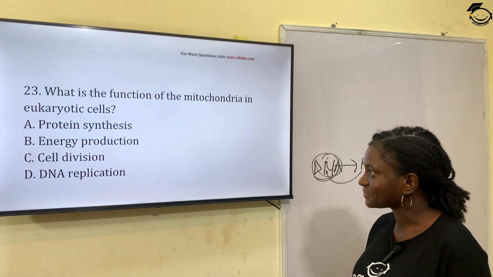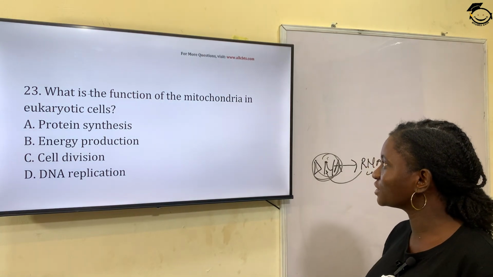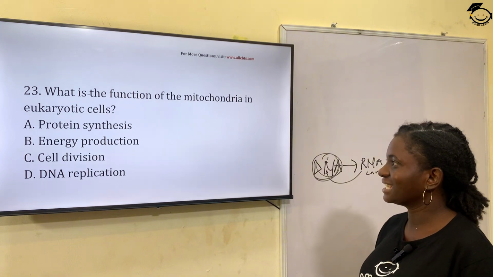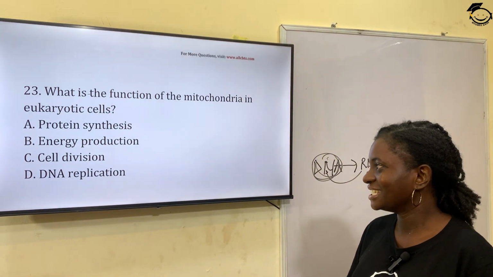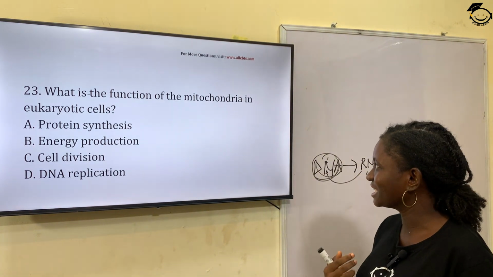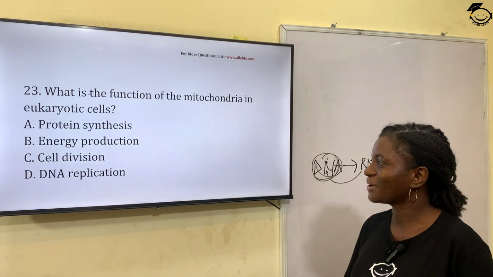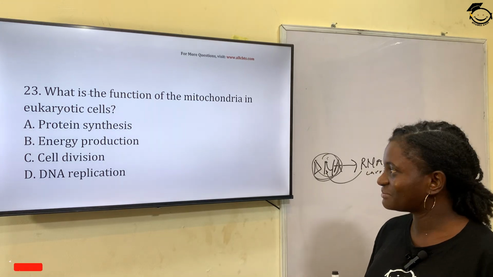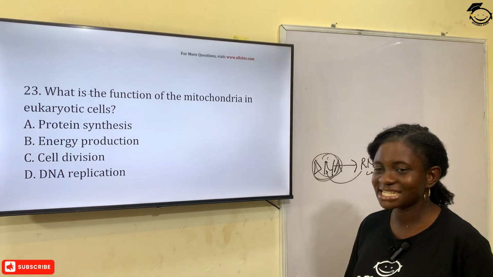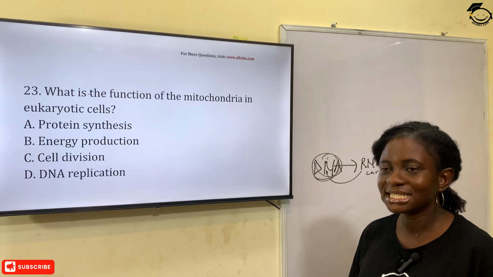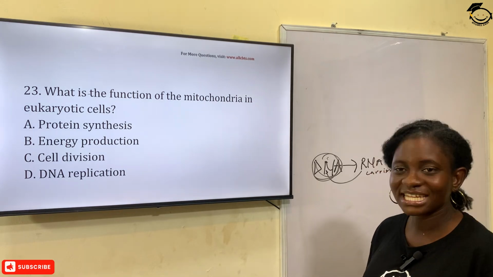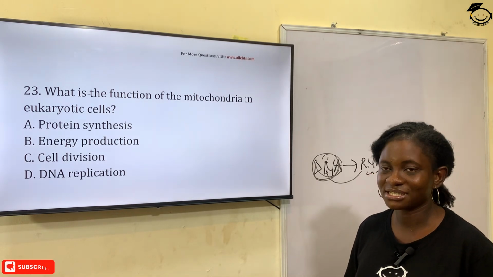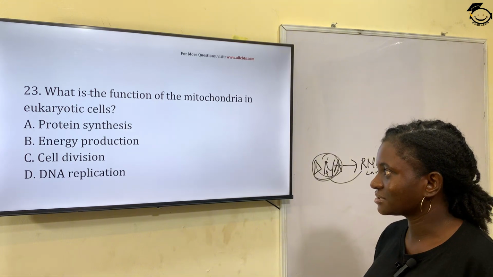Question 23. What is the function of the mitochondria in a eukaryotic cell? It's something that you know is involved in ATP production. So option A, protein synthesis, no. Option B, energy production. Option C, cell division. Option D, DNA replication. So energy production, option B, is the correct answer to the question.